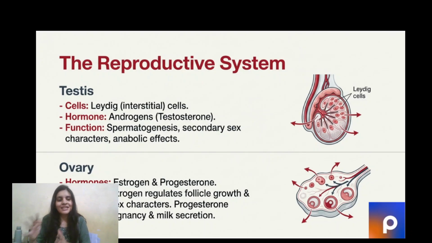In females, on the other hand, we have the ovary as the reproductive organ. So, the ovary produces two steroid hormones, estrogen and progesterone. Estrogen regulates follicular growth. What are follicles? Follicles are basically immature ova stored in my ovary. They grow and become mature for fertilization as the girl reaches puberty, and estrogen also produces all the secondary sexual characteristics like the high pitched voice, development of breasts. Progesterone, on the other hand, is majorly a hormone of pregnancy. It supports the pregnancy and also the milk secretion after the birth of a child.